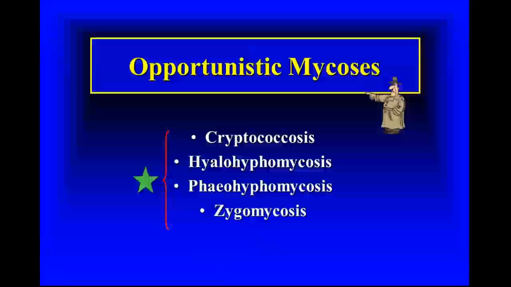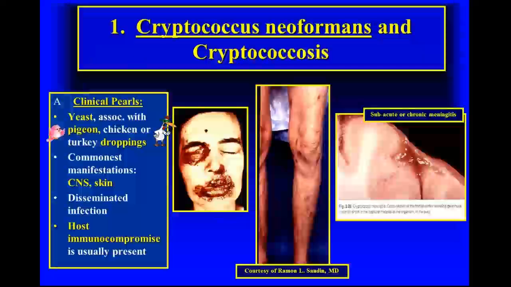I'm done with that. Moving on to the last of your four types of mycosis, your opportunistic mycosis. Clearly, by far, the most important for my practice and probably for yours. And those are four: cryptococcosis, hyalohyphomycosis, and the zygomycete fungi. Let's start with crypto.